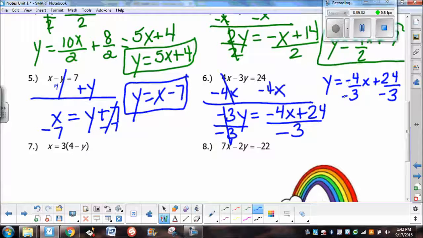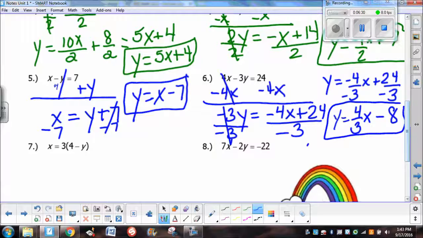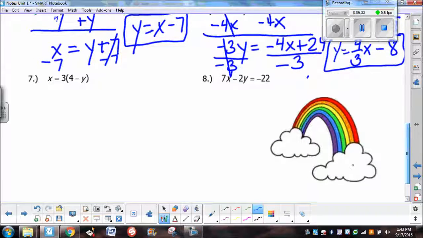So what's a negative divided by a negative? That becomes a positive. We're going to leave that 4/3 as an improper fraction. So we're just going to simplify it to a positive 4/3 x because a negative divided by a negative is positive. Now positive 24 divided by negative 3 is negative 8. I isolated y, meaning I got y all by itself.